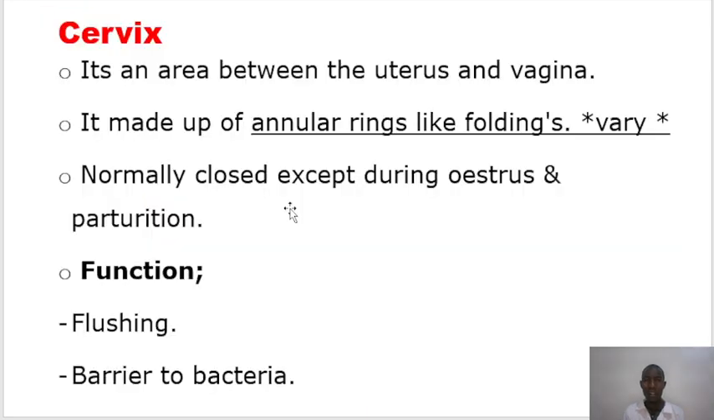You have the cervix. The cervix is always an area between the vagina and the uterus. It's made up of annular rings, and these vary. For example, in cattle, they are only 3 to 4. In goats, they are 5 to 6. Then in sheep, they are 6 to 7. The purpose of the cervix is mainly as a barrier to bacteria, because the cervix only opens 2 times: when the animal is on heat and needs to be serviced, then during labor.